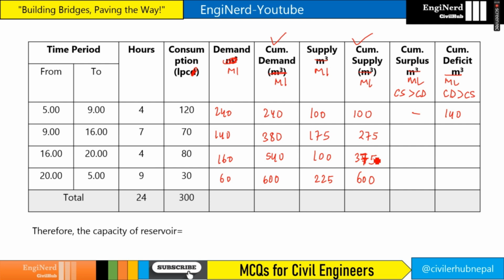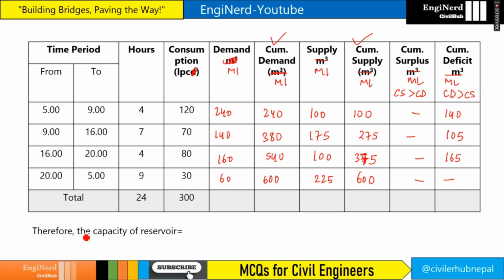And for the second part, it will be 380 minus 275, and it will be 105, right, in the deficit part. And again for another row, it will be 540 minus 375, it will be 165 here. And for the last part, it will be 600 minus 600, nothing.